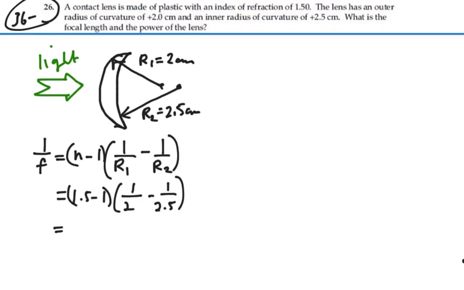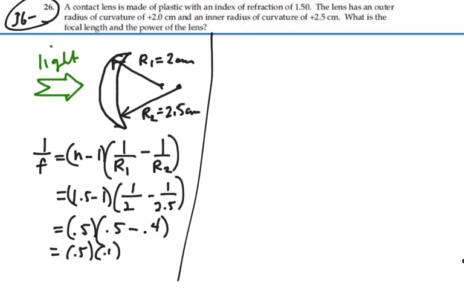So this will be 0.5 times 1/2, 0.5, minus 1 over 2.5, which would be 0.4. So we'll have 0.5 times 0.1. So 1 over the focal length will be equal to 0.05. So the focal length will be 1 over 0.05, or 20 centimeters.